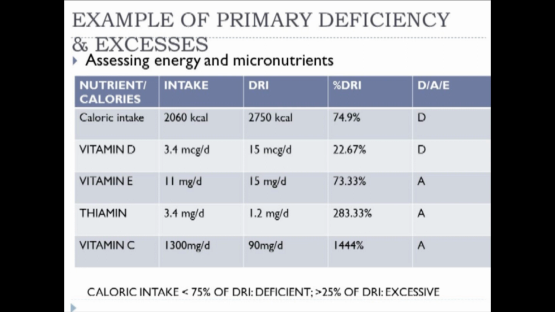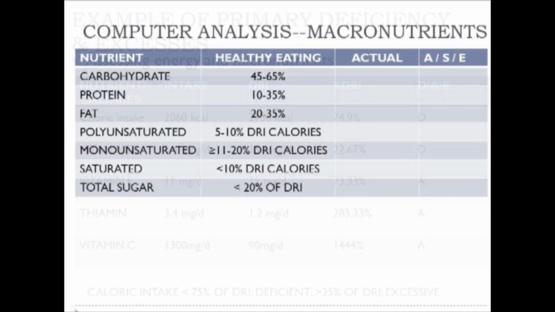So if somebody's intake is greater than 3,000, or if this person's intake, I should say, is greater than 3,438, then we could say that their intake is at a high risk of being considered excessive. Another aspect of a nutrient analysis that you must know is also the macronutrients.